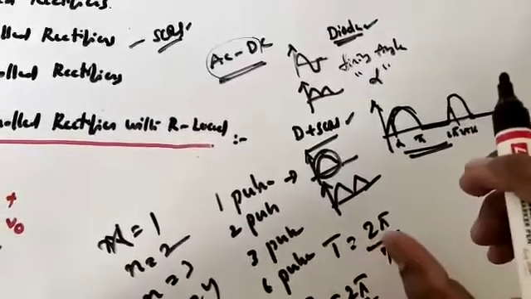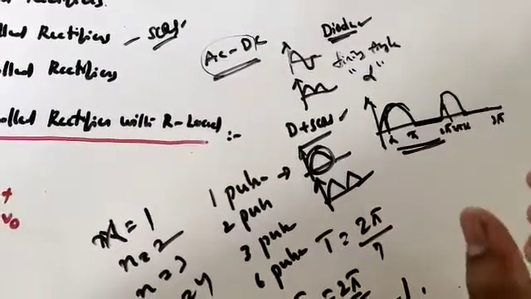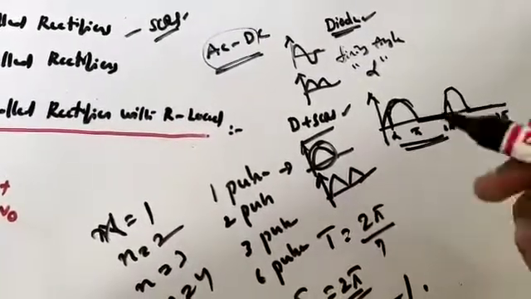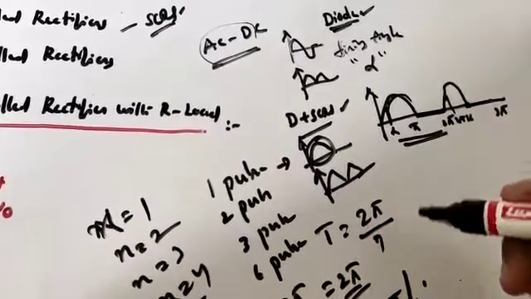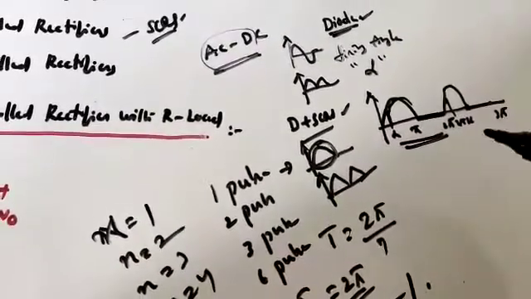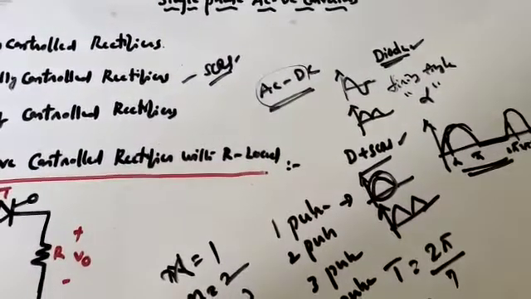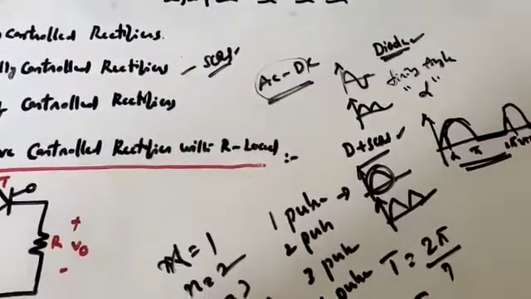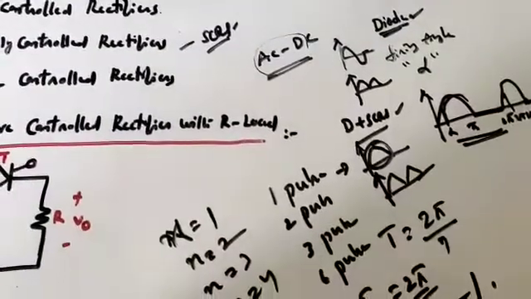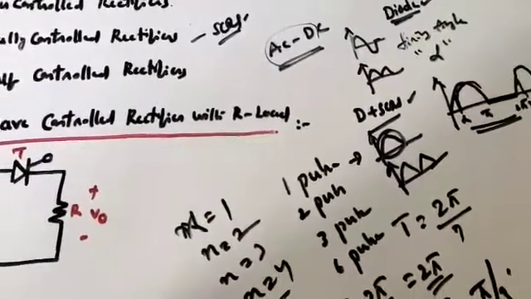Period is nothing but the repetition of the cycle, the repetition of the waveform. Repetition of the waveform we use as the period. We'll be discussing some more basics of this period, and how we are going to calculate the time period, when we discuss the R load.